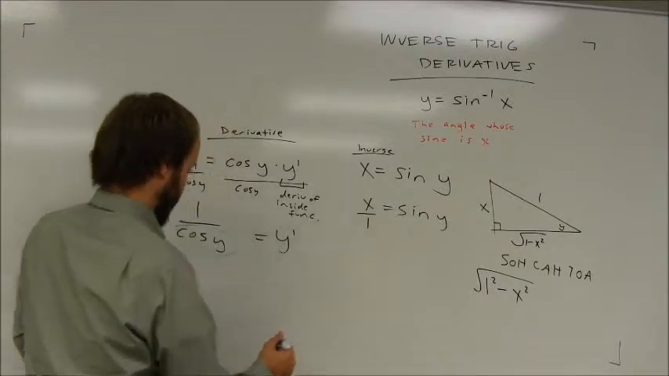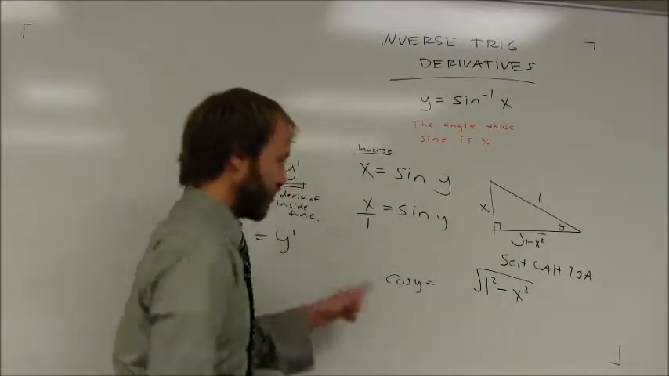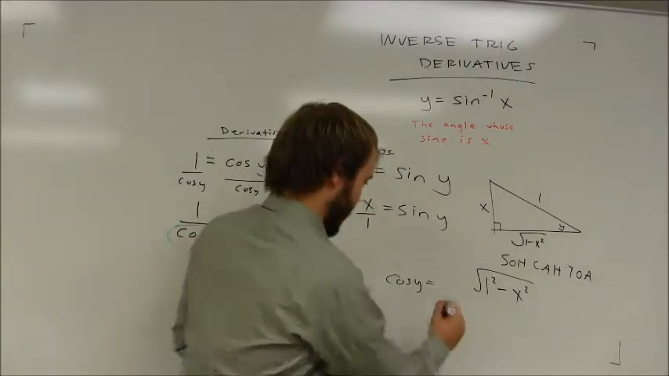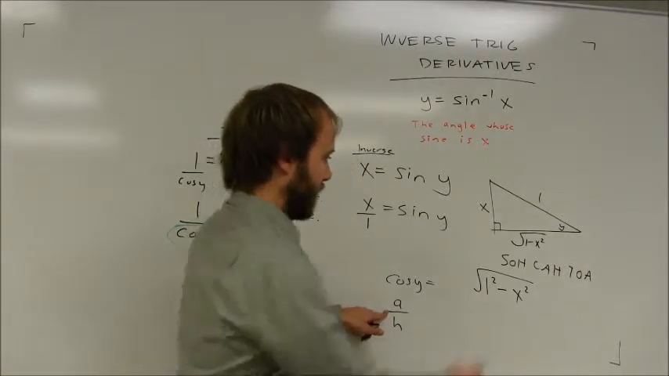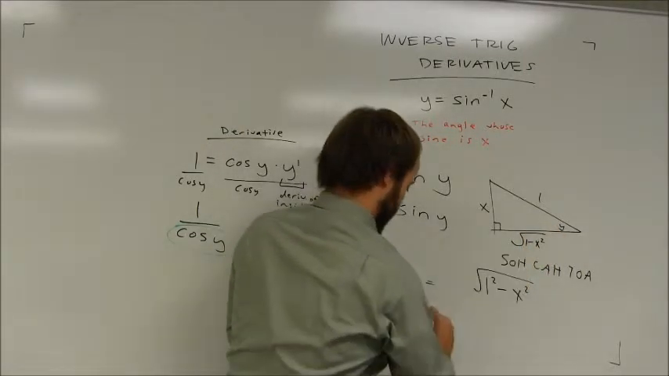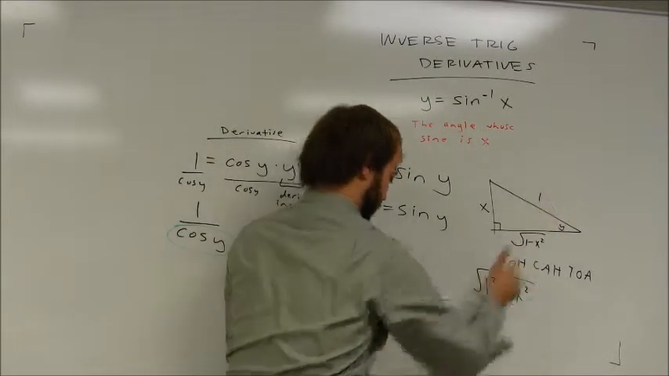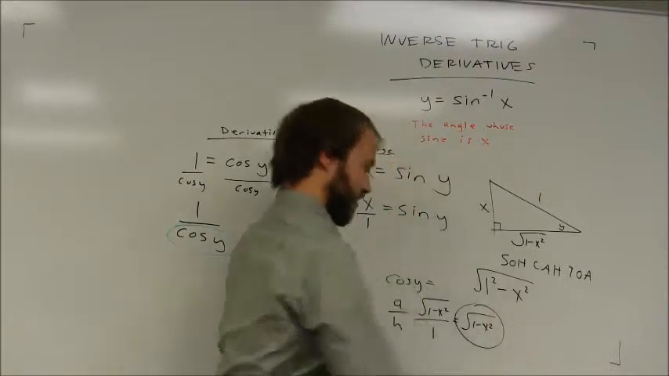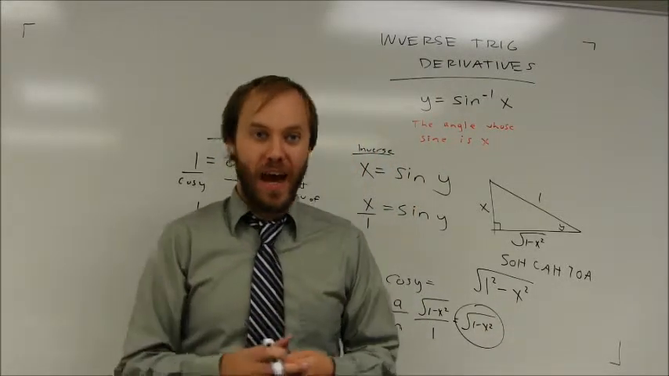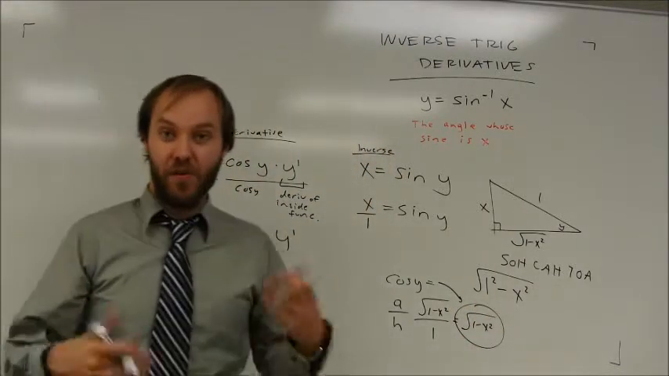So cosine, if I want to find the value of cosine of y in terms of x, cosine is just the adjacent side over the hypotenuse. So a over h. Well, the adjacent side is 1 minus x squared, radical. The hypotenuse is 1, and so that's just going to be 1 minus x squared, all under a radical. I can replace that. That's the value of cosine y.